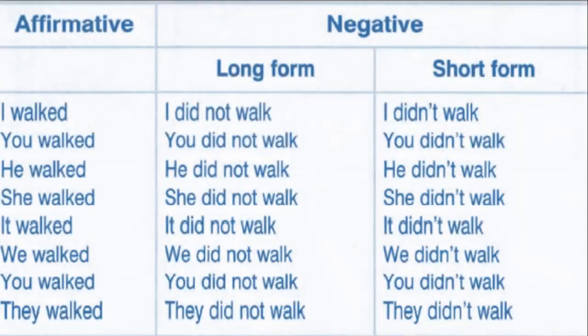Okay, my students. Now, we will know how to make affirmative and negative sentence, okay? We learn together how to change the verb from present to past, okay? Only add ed to the verb, ed or d or ied. Now, we'll know how to make affirmative and negative sentence in the past simple tense.